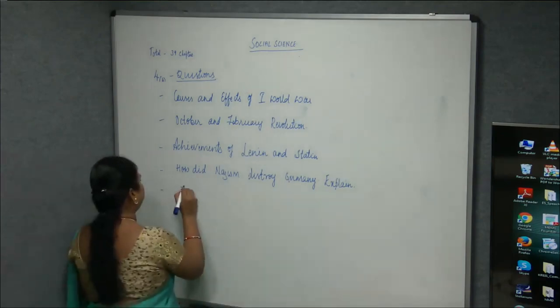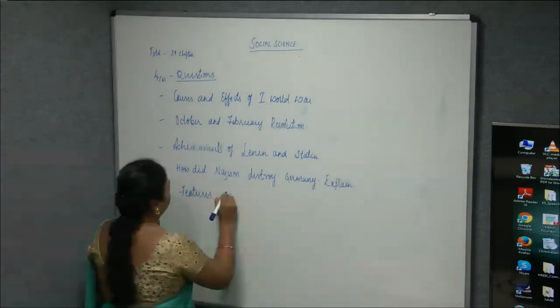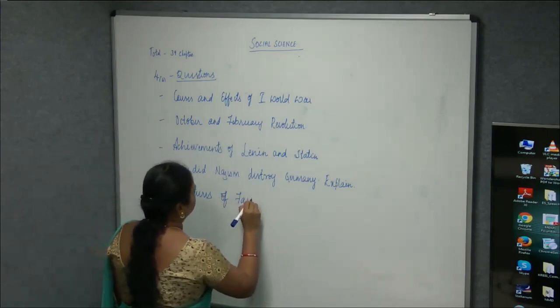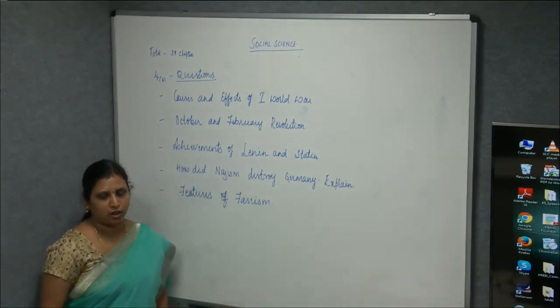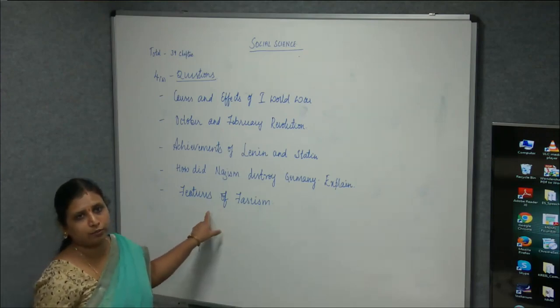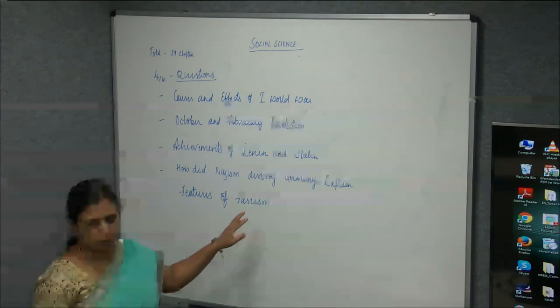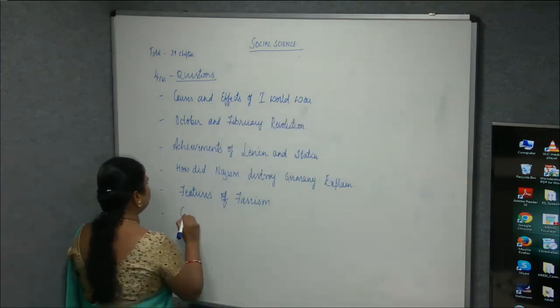Then features of fascism. Okay, so fascism features. So there are 6 points. Along with that, if you also write who established fascism, then it becomes 4 marks. Okay, so then causes and effects of Second World War.